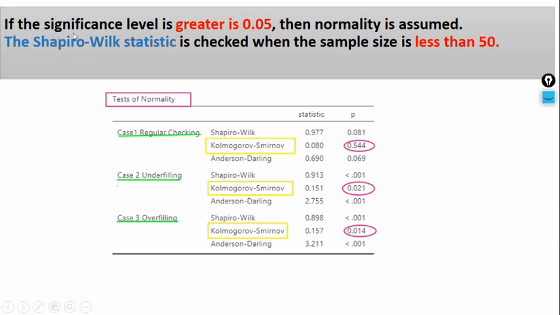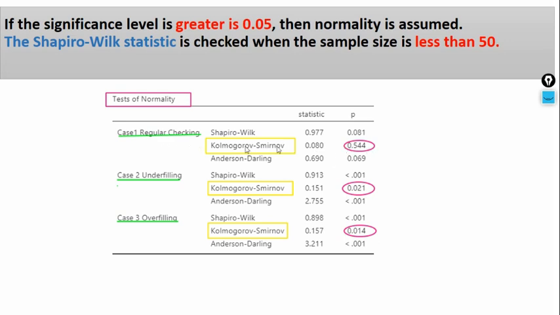Yes, if the significance level is greater than 0.05, first we should check our sample size. If the sample size is less than 50, we will check the value of the Shapiro-Wilk test. But if our sample size is more than 50, we will check the KS test. In this data set, our sample size is 100, so we will check the value of the KS test. We will check the p-value.